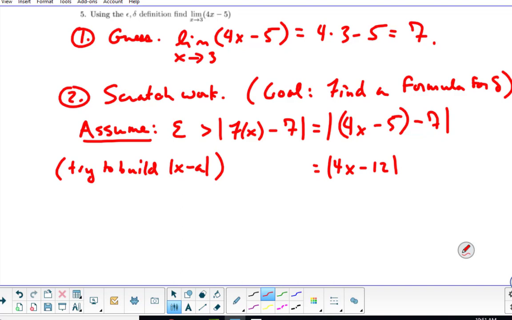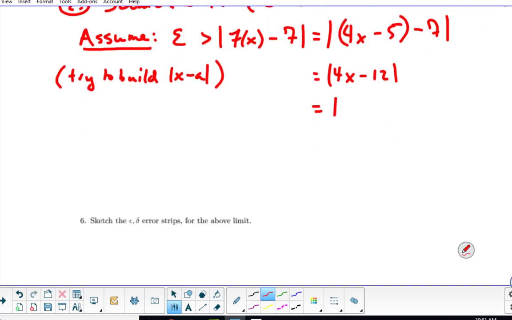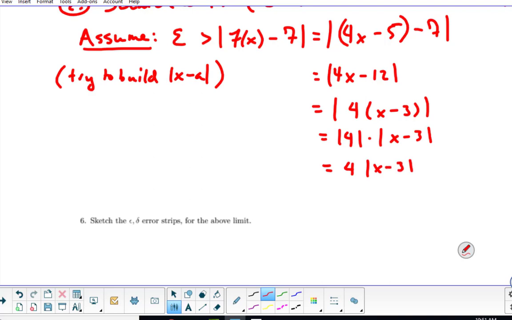I'm going to do this in a couple steps. This is the absolute value of 4 times x minus 3, which is equal to the absolute value of 4 times the absolute value of x minus 3, which is equal to 4 times the absolute value of x minus 3. Folks, save yourself some room. I'm not going to be able to fit this on here, hopefully.